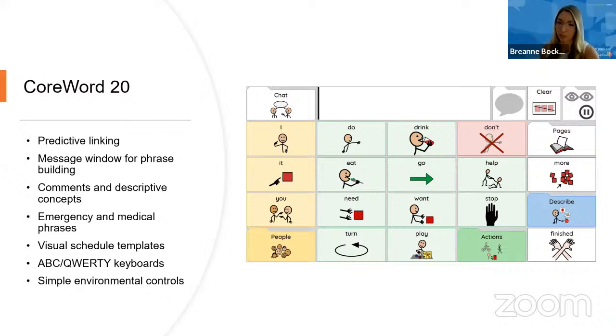There's an ABC and QWERTY keyboard for typing in here. And then again, if you're using this on a WinSlate device, there's some simple environmental control integration, like links to those interactive learning games or controlling your own volume, going out to some accessible apps within the rest of the device straight from here.